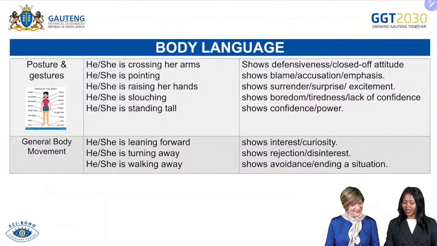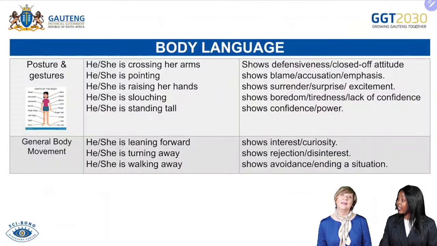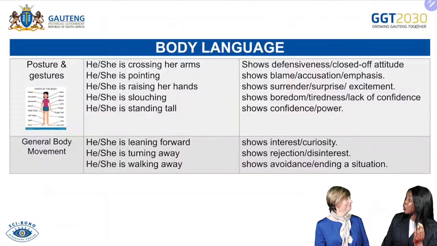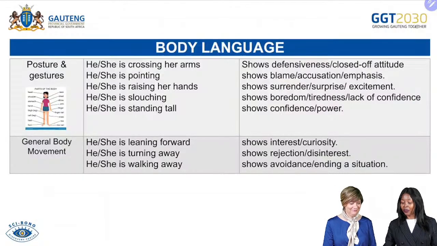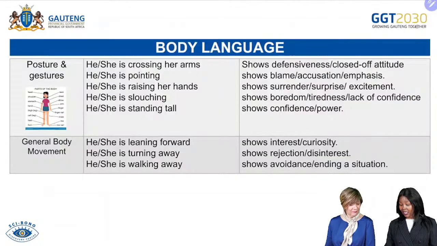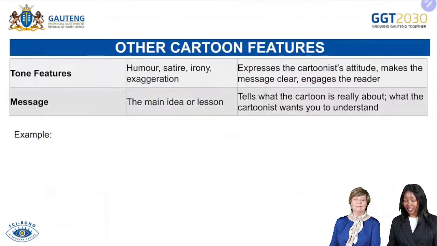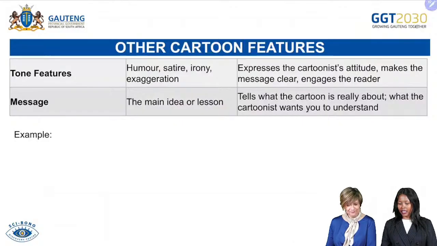That's right. Then we've got general body movement as well. So we could say someone is leaning forward. And if you're leaning forward, it's likely because you're curious, you're interested, you want to hear what's on the other end. Or walking away. Walking away, you're avoiding or you're ending a situation, which is exactly what we have over here, right? Then we've got other cartoon features that we'll be looking at.